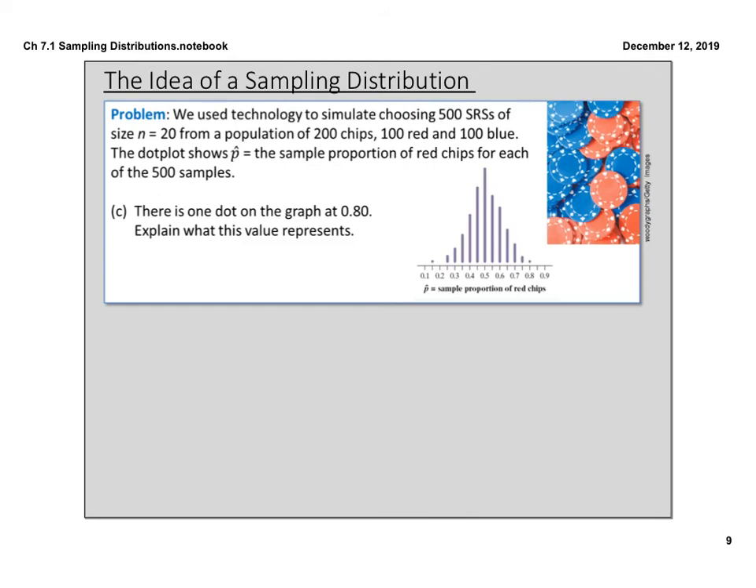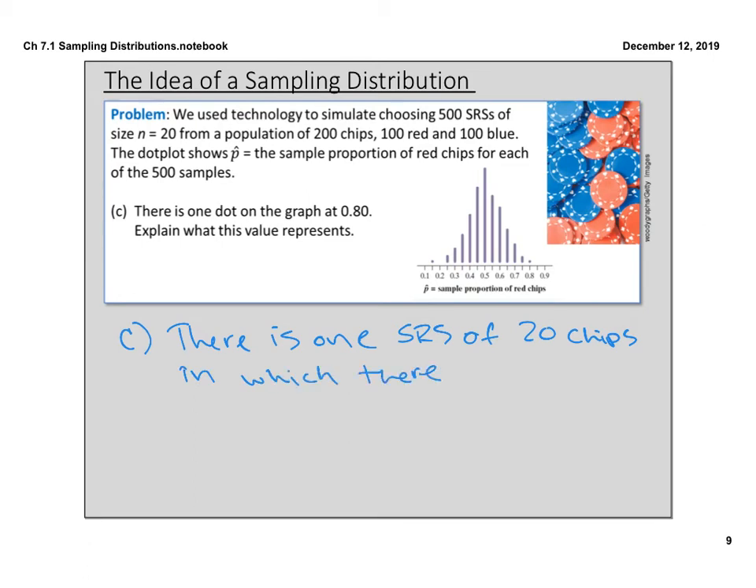So at 0.8, there was 1 SRS of 20 chips in which there were 16 red ones, giving p-hat equaling 0.8.